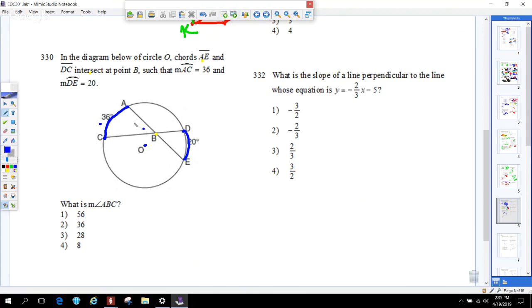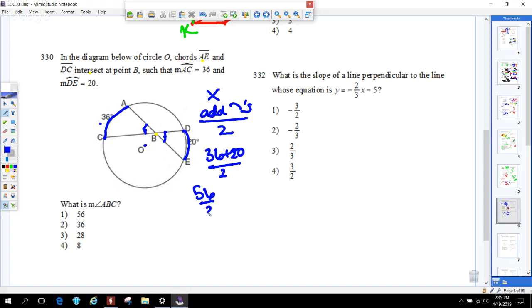So because of that, these interior angles form an X. Now, these angles are also vertical angles, which makes them the same, but the main thing is that they form an X. So basically, we add the arcs, and then we divide by 2. So I've got 36 plus 20 divided by 2, 56 divided by 2. Now look, they gave you 56 as an answer, hoping that you were going to select that one, but the answer is choice 3, which is 28.